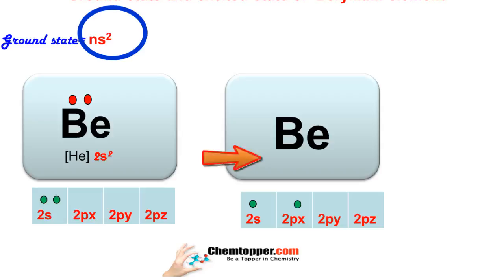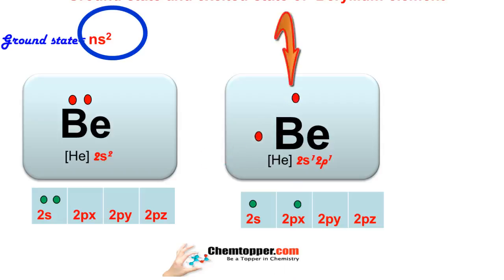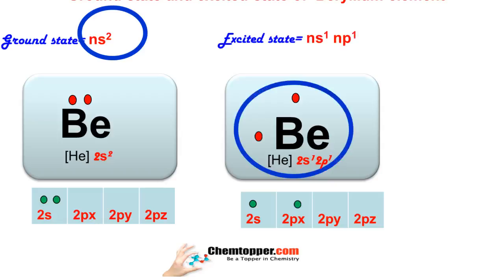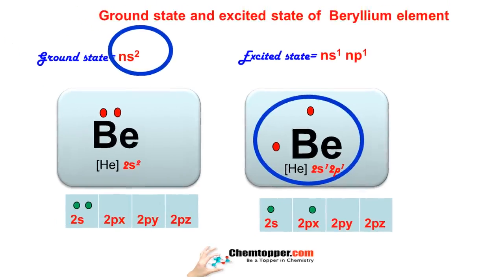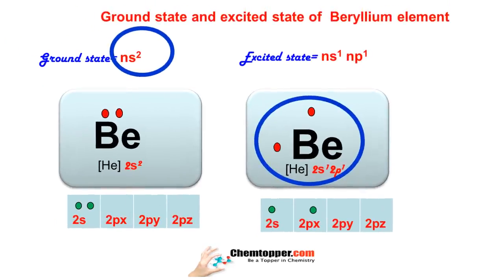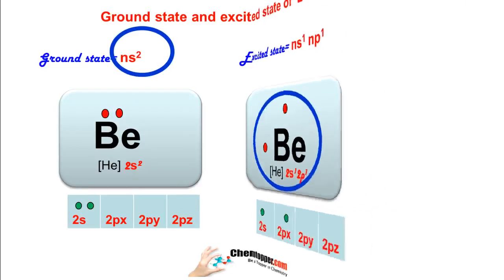And this is the excited state electronic configuration of beryllium, where one electron is present in 2s and one electron is present in 2p. So we are going to put these 2 electrons as 2 unpaired electrons around the symbol of beryllium. And this is the correct Lewis dot symbol of beryllium atom in the excited state. So all group 2 elements in their excited state have 2 unpaired electrons in their Lewis dot representation.